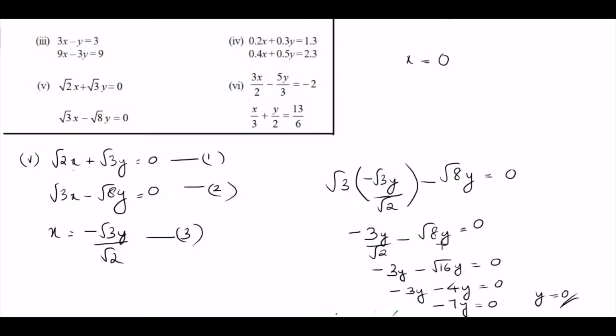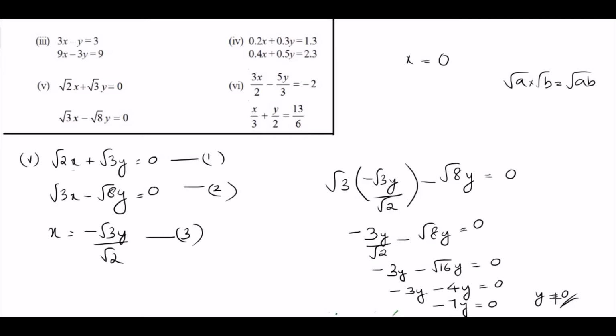So after this you have to find the LCM. So here the LCM is root 2: minus 3y minus root 8 into root 2. You have learned in your earlier classes that root a into root b is root ab. So here root 2 into root 8 is root 8 into 2, that is root 16y is equal to 0. So minus 3y minus root 16 is 4, 4y is equal to 0. So minus 7y equal to 0. So y equal to 0. So you have got the value of y as 0.